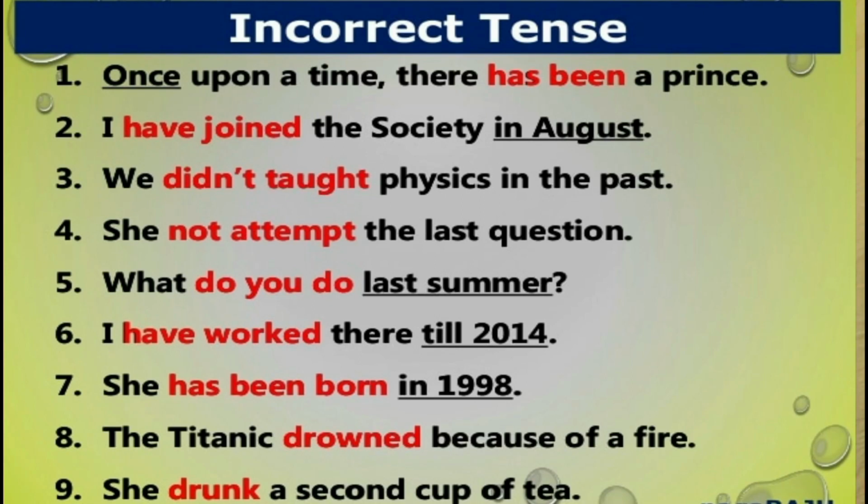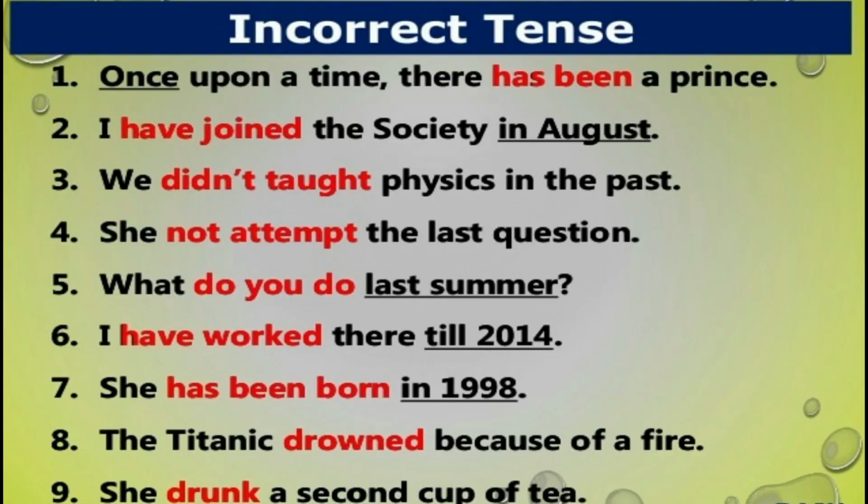Now, the scariest of them all, tenses. So I thought we'll do with tenses in this session. So I've given a slide where a number of incorrect uses of tense is given. Like for example, once upon a time there has been a prince. Now this "has been" is actually a weakness for many of the speakers.